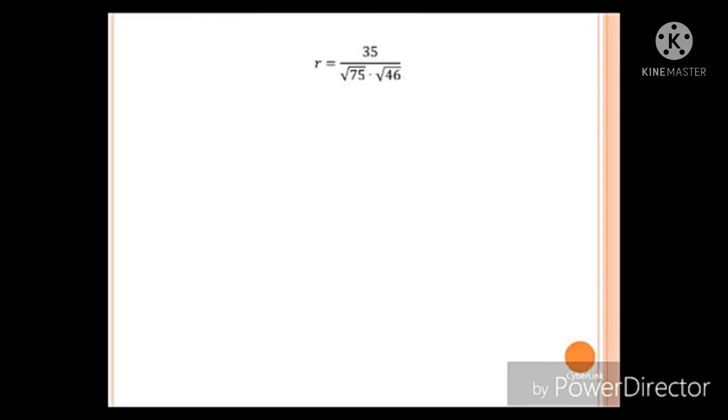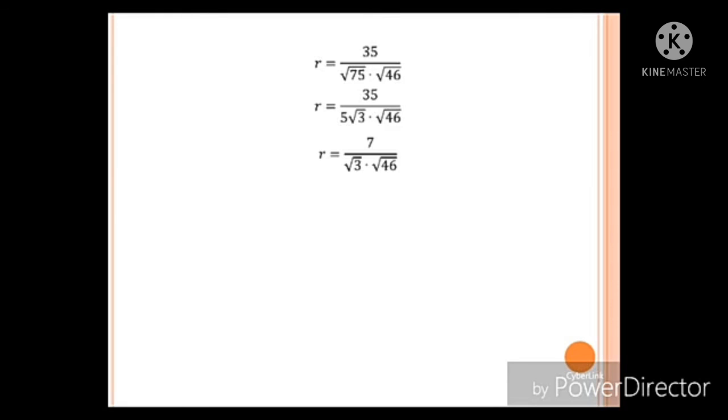Subtract 270 from 305, we get 35. Then 300 minus 225, the answer is 75. And 370 minus 324, we get 46. Next, convert the square root of 75 into simplest form. It will now become 5 times the square root of 3. After that, divide 35 by 5. It will now become 7 over the square root of 3 multiplied by the square root of 46.